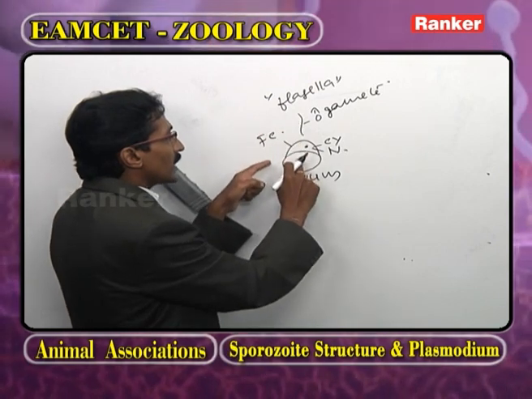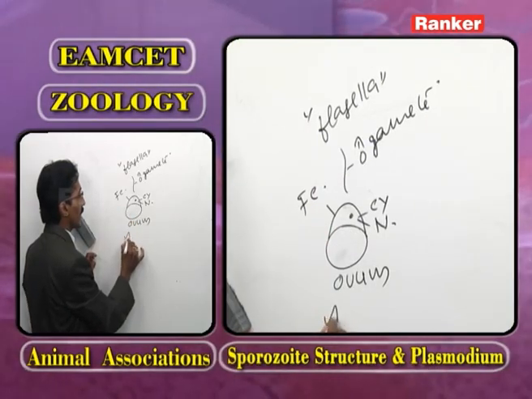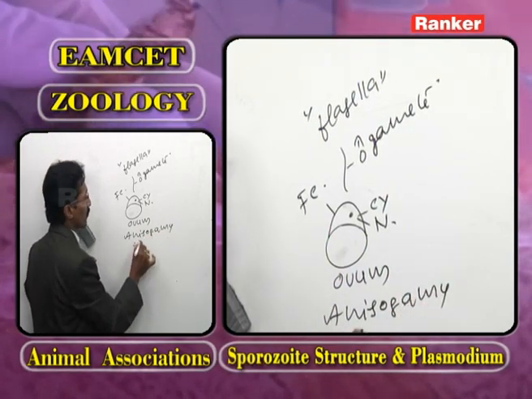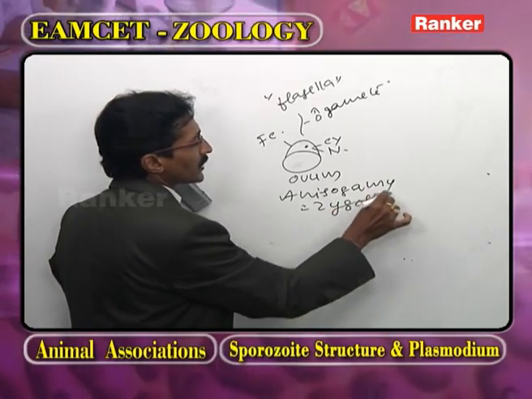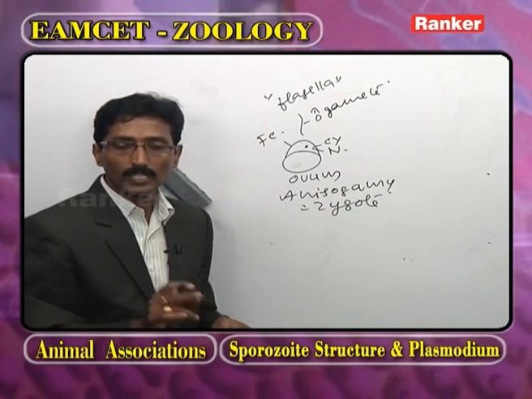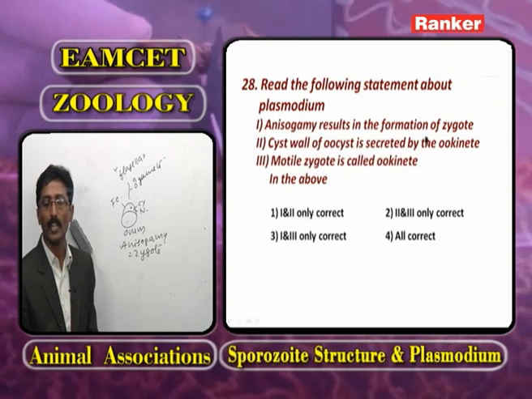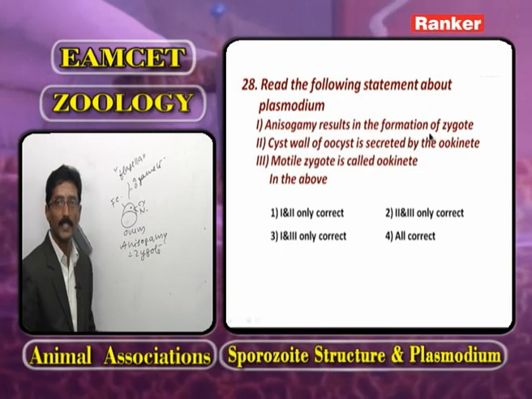The fusion of dissimilar gametes we call anisogamy. Because of anisogamy we get the diploid stage that we call a zygote. Now the first statement, anisogamy results in the formation of zygote. The first option is correct.